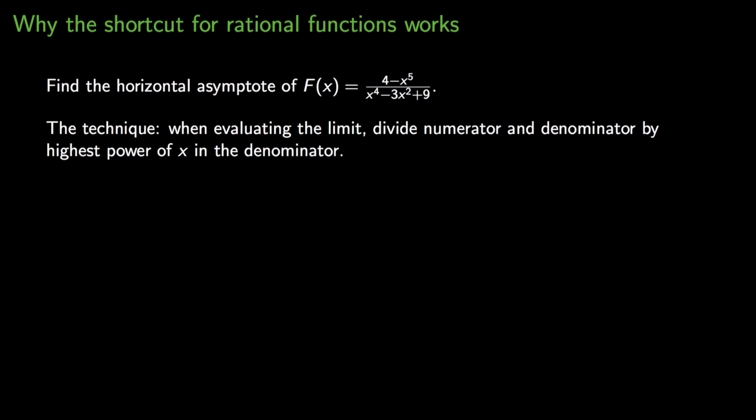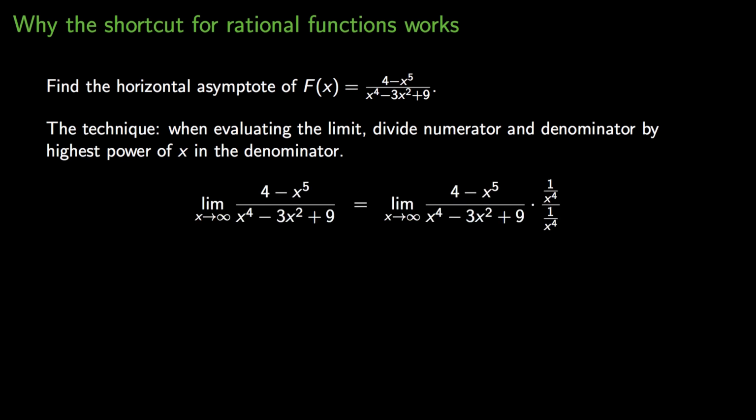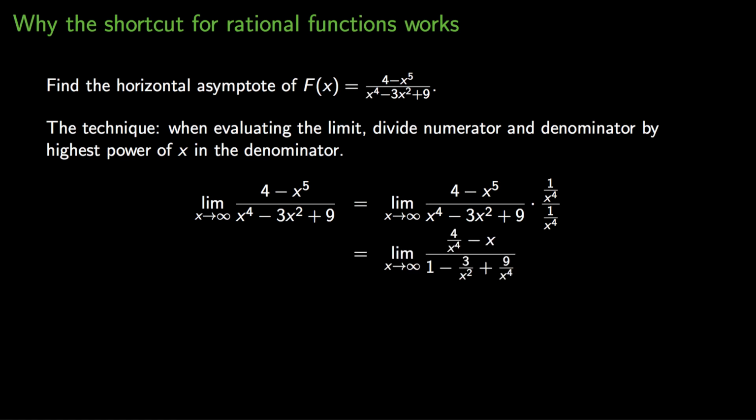My final example here is f of x equals 4 minus x to the 5th divided by x to the 4th minus 3x squared plus 9. Again, the highest power of x in the denominator is x to the 4th. The highest power is 4. And so I'm going to multiply on top and bottom by 1 over x to the 4th. And when I distribute, this is what I get.